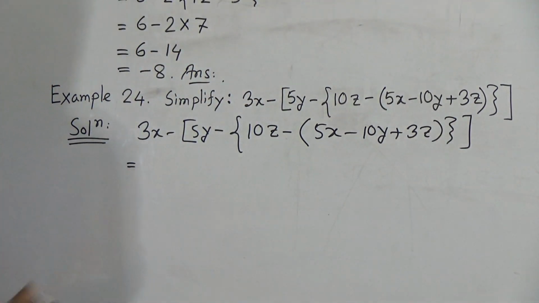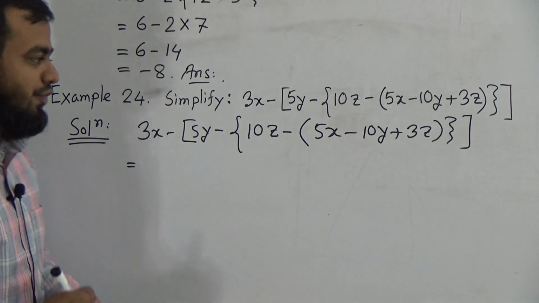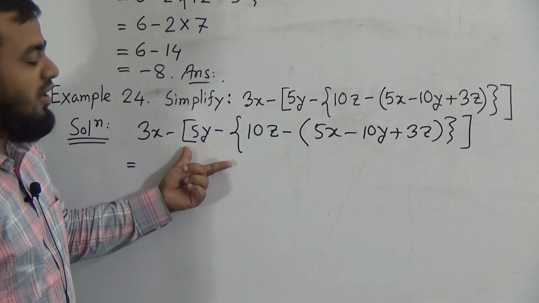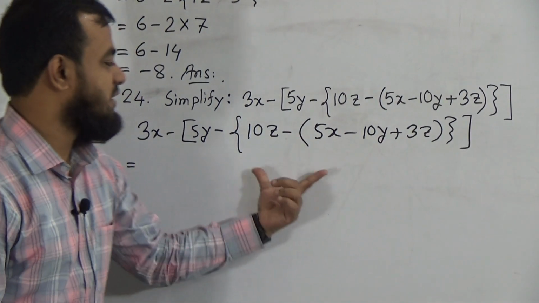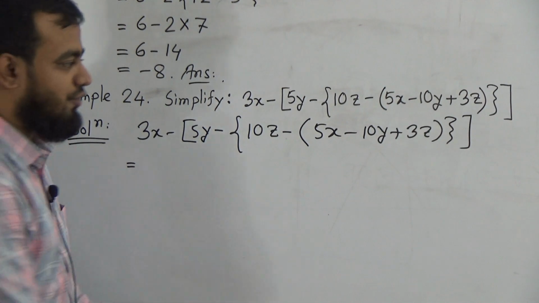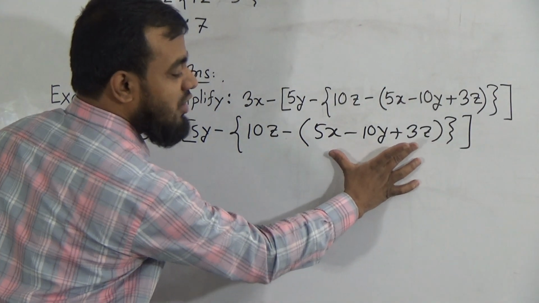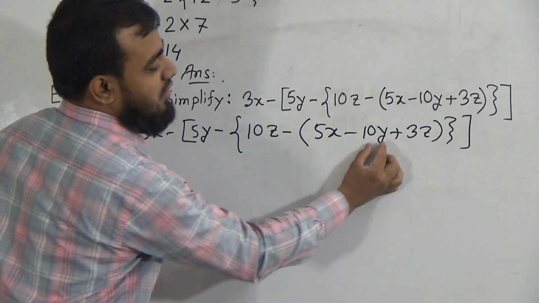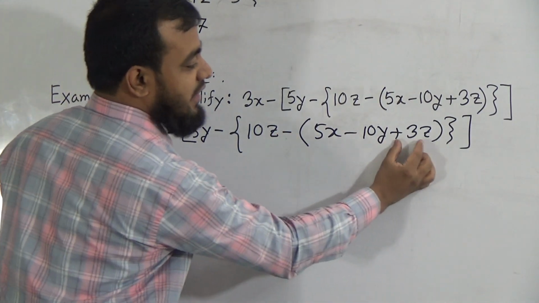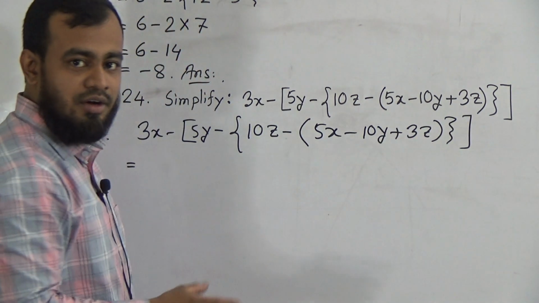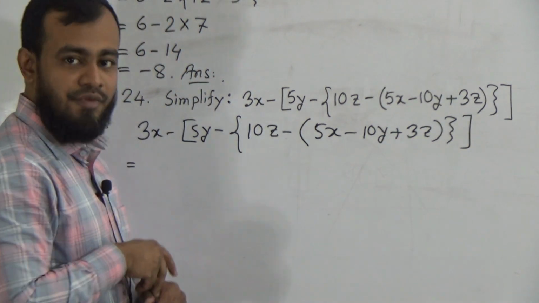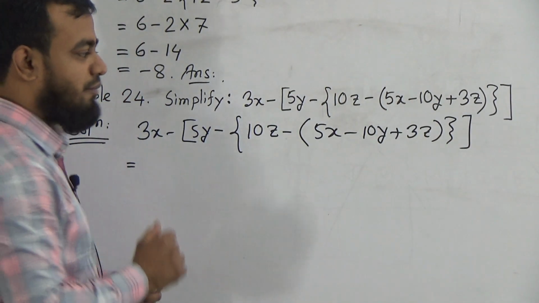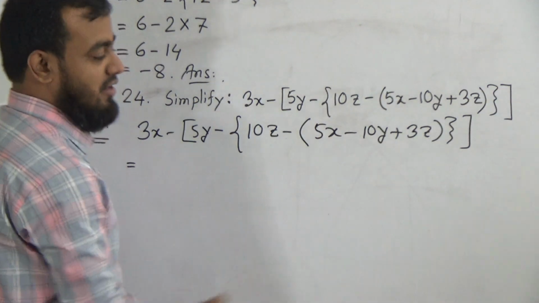Now the way to solve, we need to first solve our first brackets. Here we have three brackets: the first bracket, the second bracket, and the third bracket also. First of all, we need to solve the first bracket. In the first bracket there are three terms: 5x, minus 10y, plus thrice z. These three terms have different variables, so we can't add or subtract. That means now we need to omit this bracket.